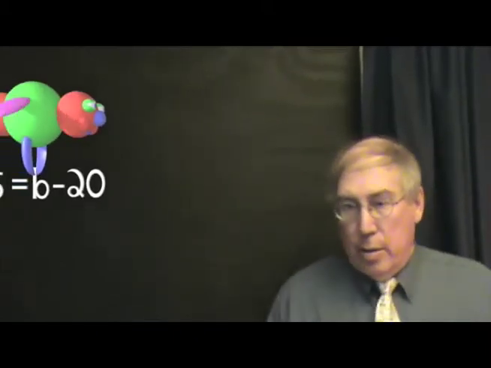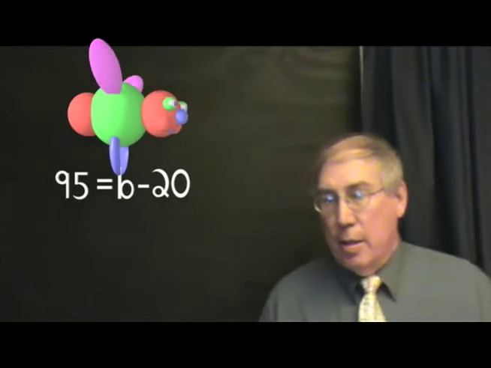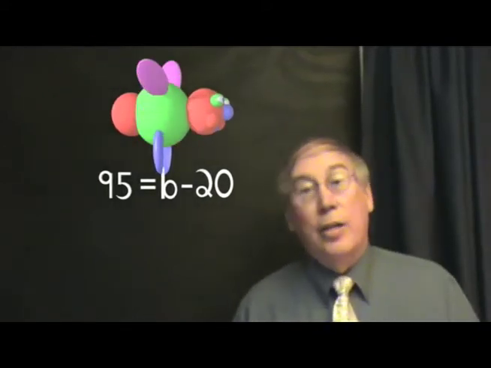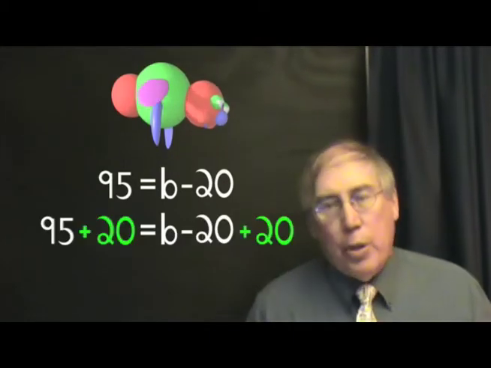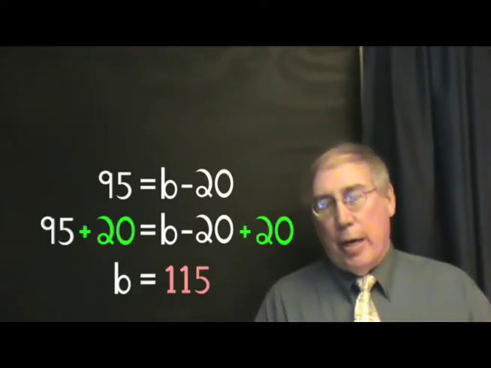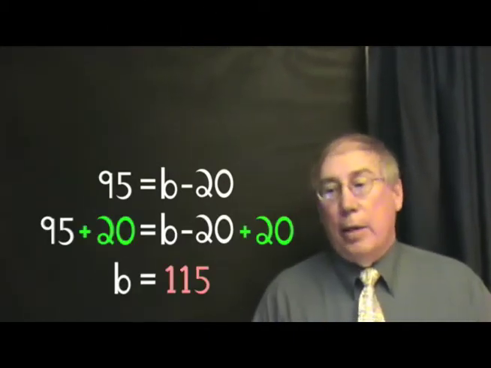Okay, here comes, well, that's Gene Bernoulli, and he's dropping off a problem here. We want to solve for b. So what we're going to do is add 20 to both sides, and so we'll get b equals 115 on this one.